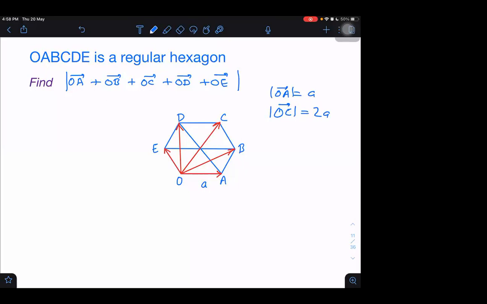Okay, like this. But what is the magnitude of the resultant? The resultant of all these red vectors. These red vectors I am taking here. Find it out.